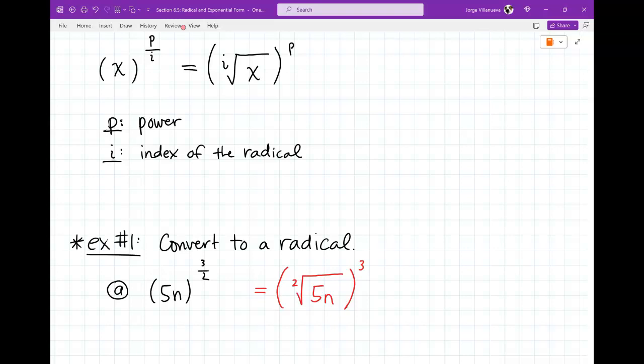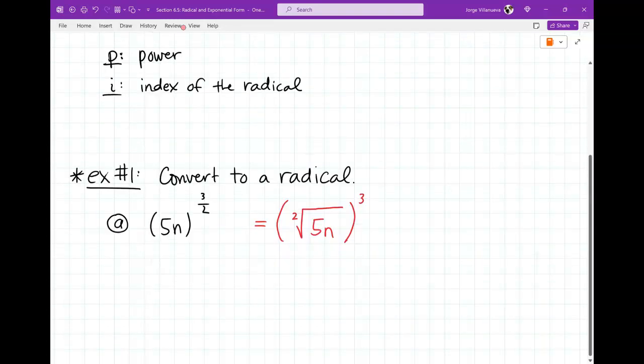You're converting. That's it. Notice how the numerator of 3 halves is my p-value, my power, so I use it as a power. And the denominator is my index, so I put that on my radical. Now, you might say, do I need to put the 2 there? You don't have to because it's a square root, but I usually put it just to stay consistent. Since it's a square root, you can actually get rid of it and it'll be okay. But I'm okay with this answer right here. This is the correct answer.